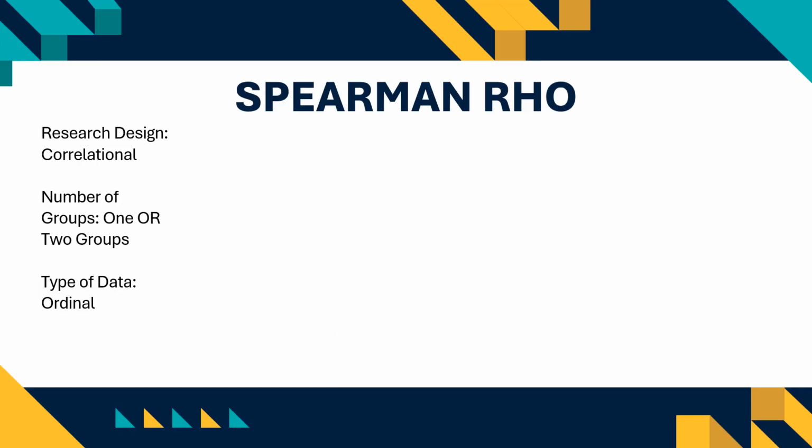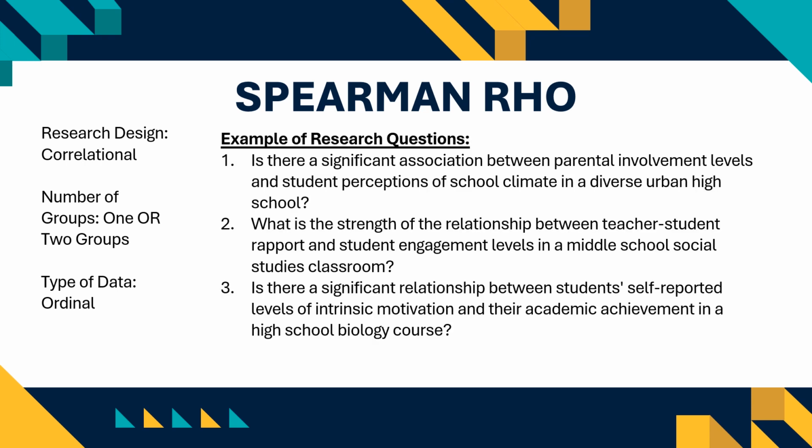The Spearman rho is used with correlational research. The number of groups are 1 or 2, and the type of data is ordinal. Some examples of research questions you can use are, is there a significant association between parental involvement levels and student perceptions of school climate in a diverse urban high school?